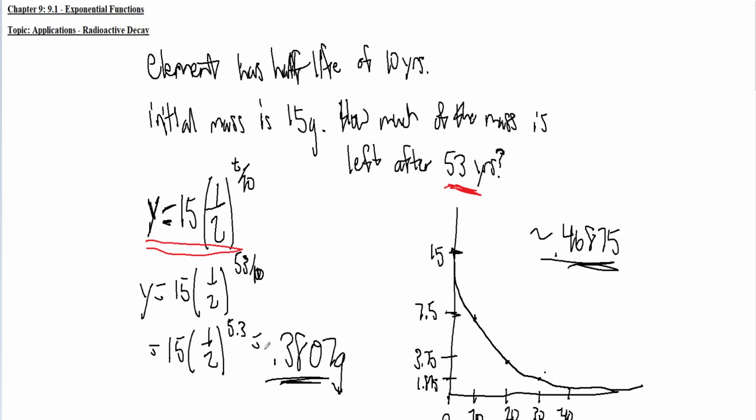When you're dealing with half-lives, every time a cycle of the half-life passes, you lose half of your mass each time.